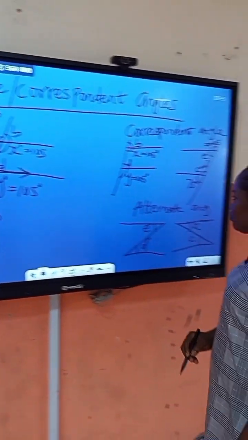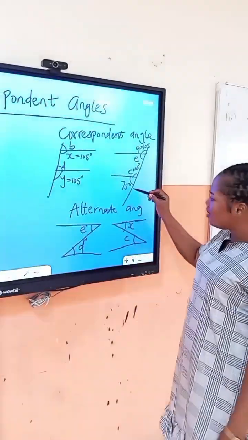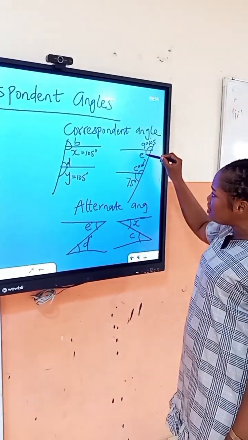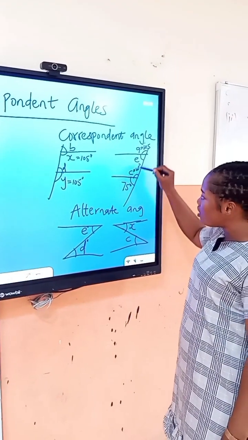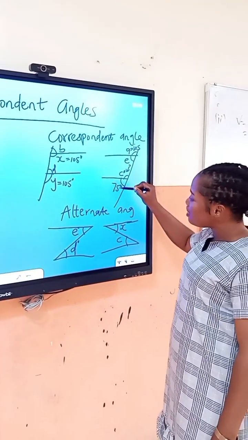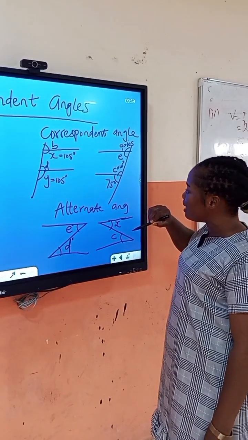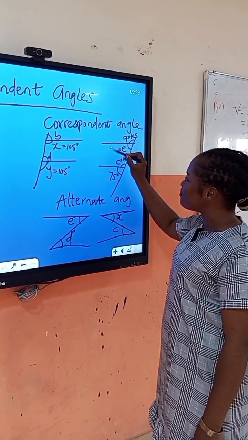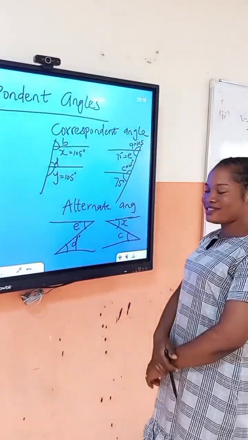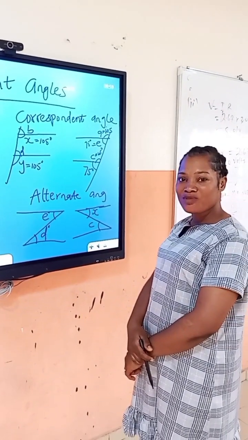Okay? Now, looking at here, 75 corresponds with E. Okay? 75 right here corresponds with E. That means if here is 75 degrees sitting under the line, then E is also 75 degrees. Are you getting what I'm doing?